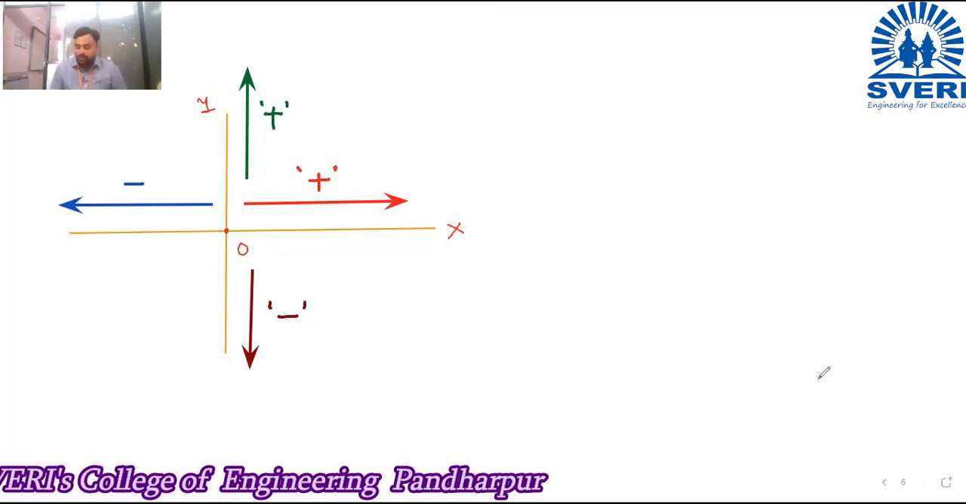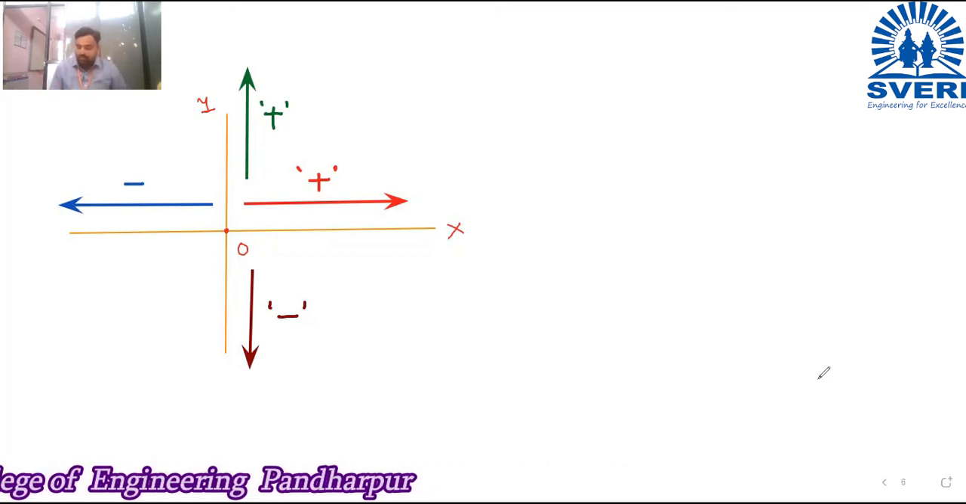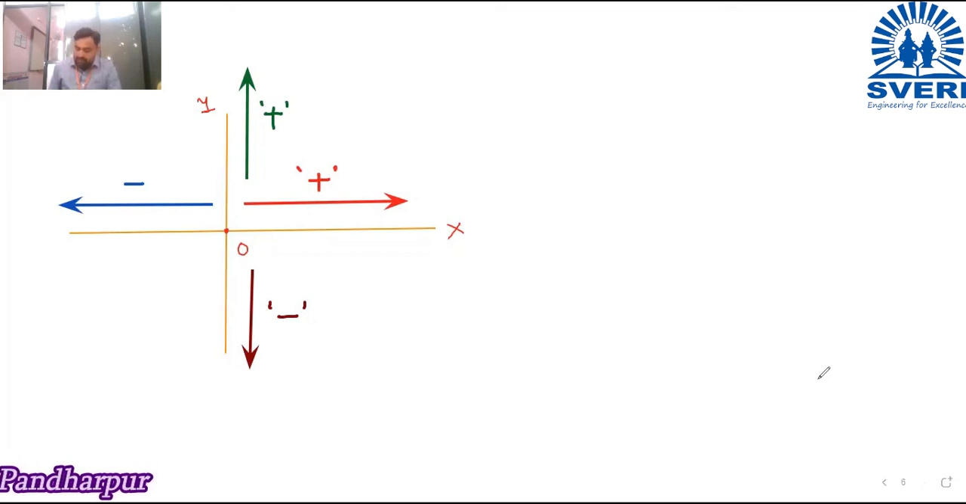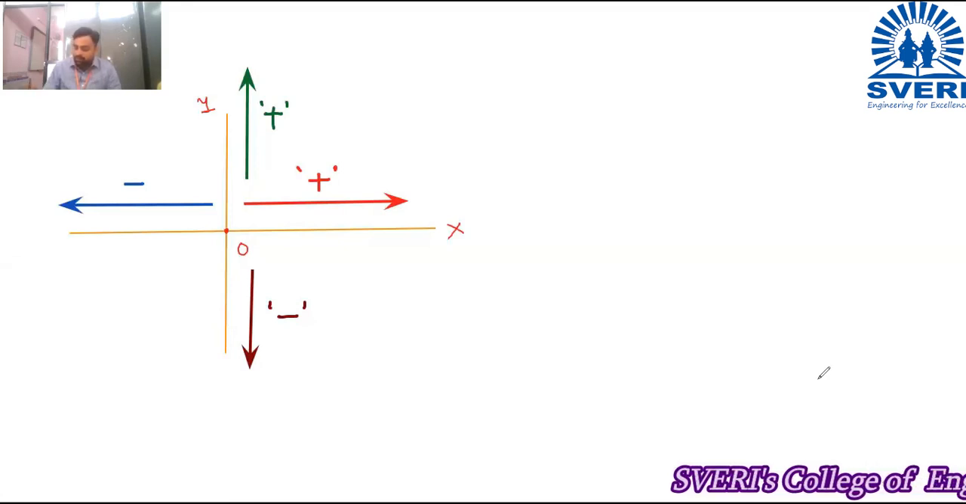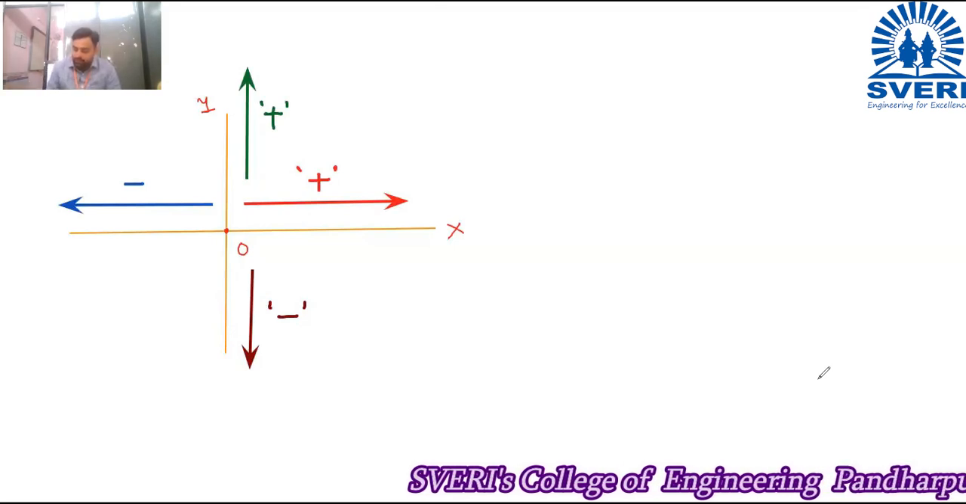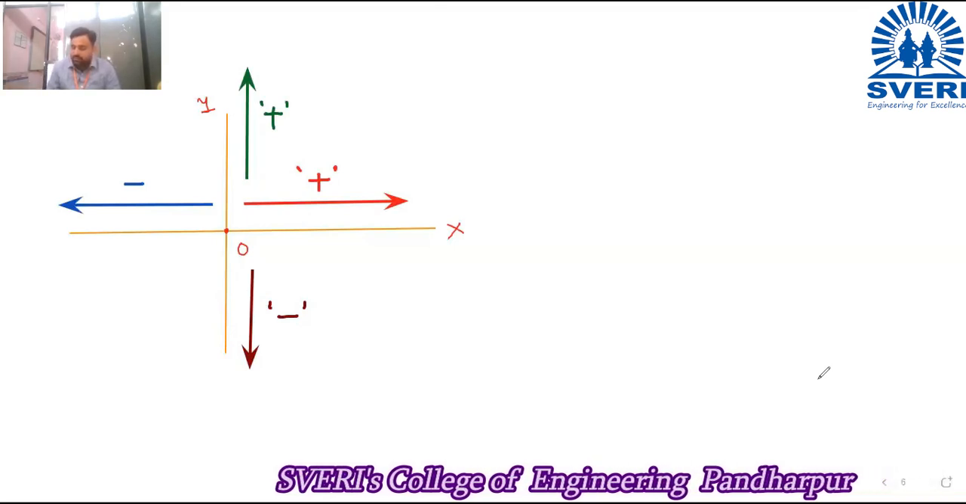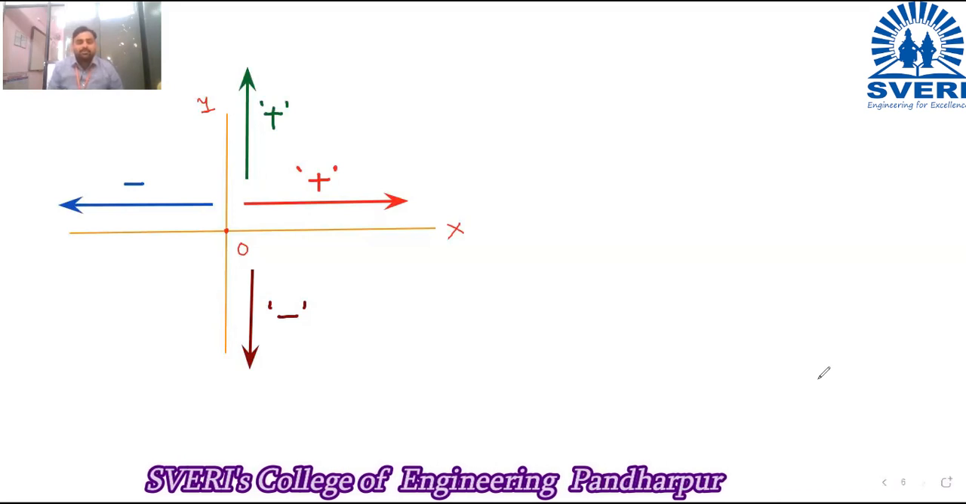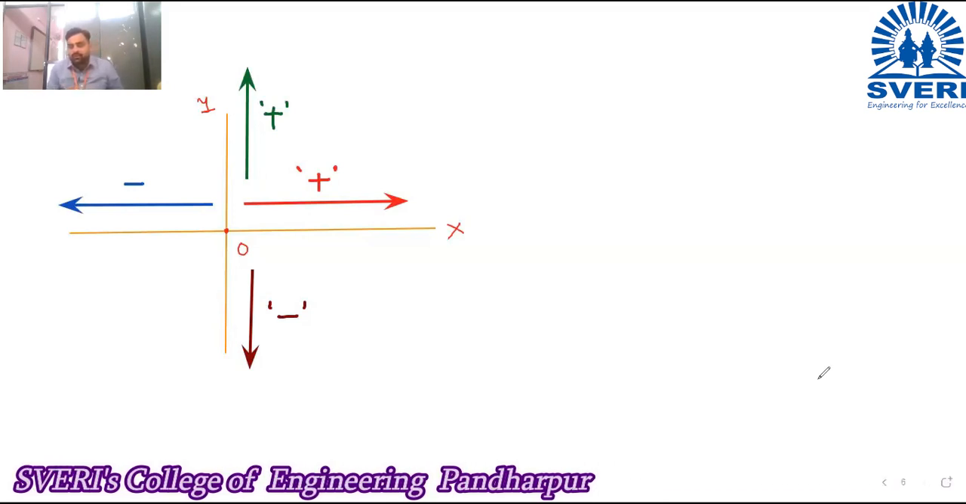Okay, so I will count the absent numbers. Check: roll number 6, 12, 22, 31, 34, 45, 50, 58, 59, 61, 62. So these are the absent roll numbers for today's lecture.